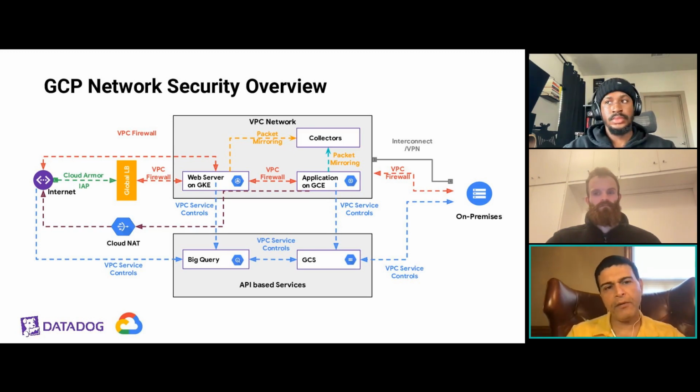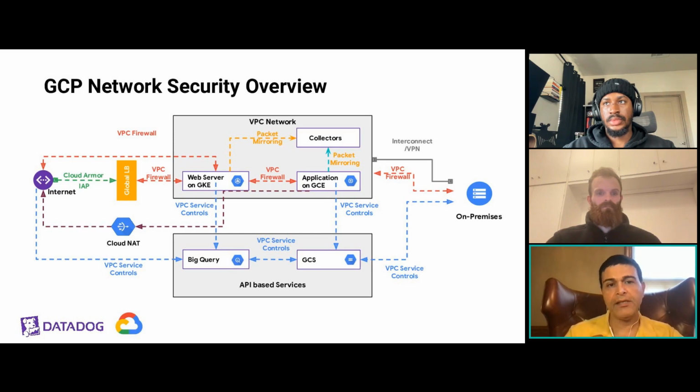So traffic coming in from internet. Your first point of defense is the GCLB, which is our layer 7 load balancer, and Cloud Armor. So basically, you filter out all the DDoS attacks, all the web vulnerabilities, all of that stuff by leveraging our layer 7 load balancer and our advanced WAF, which is Cloud Armor. Then as you come into the VPC, you obviously have the VPC firewall rules.